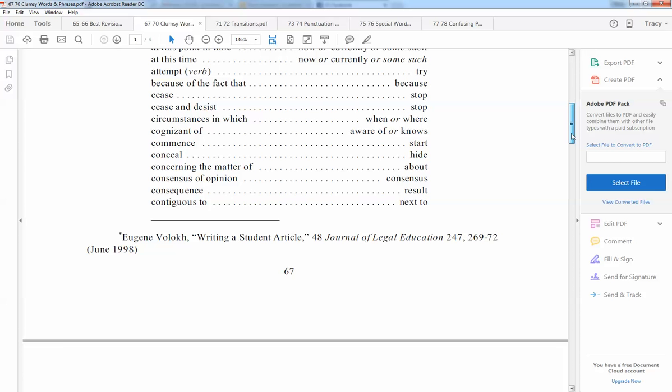These are words and phrases that lawyers like to use, but that really don't serve a necessary purpose. And so instead, you might want to consider the simpler alternatives.